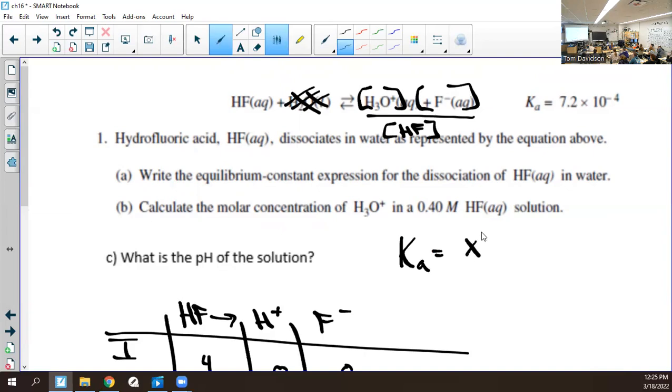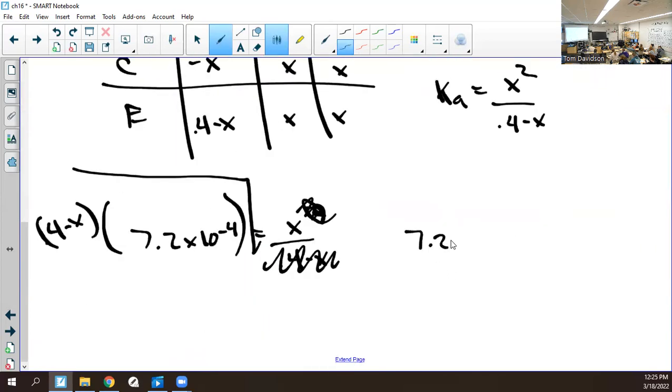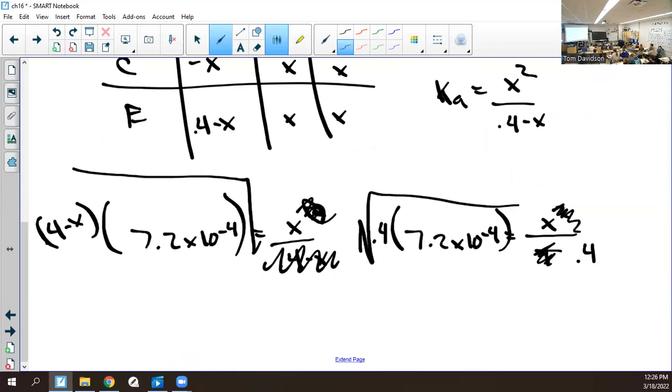We say x squared, we don't ignore it. Well, down here, with x squared over 0.4, it would be minus x, but since x is so small, we ignore it. And then we can solve it pretty easily. So 7.2 times 10 to the negative 4 is equal to x squared over the initial, which is 0.4, right? So now multiply it by 0.4 and take the square root of it, and then you'd be ready.